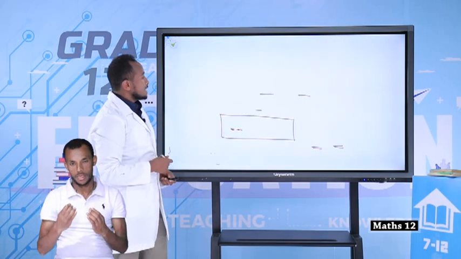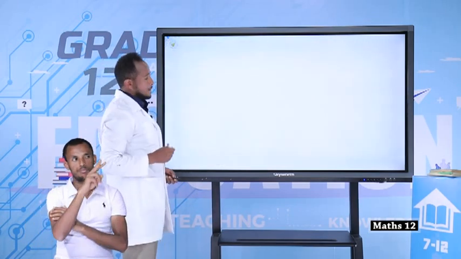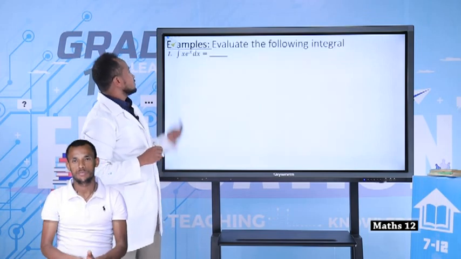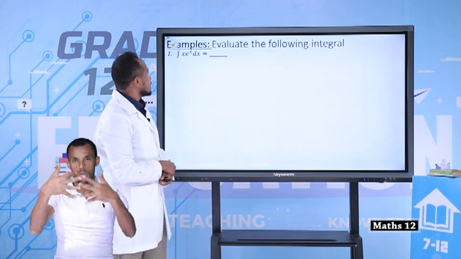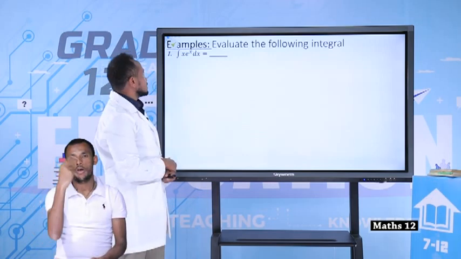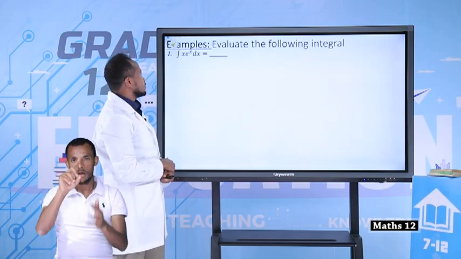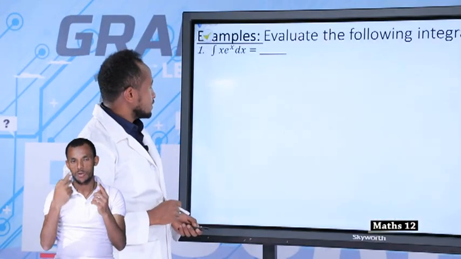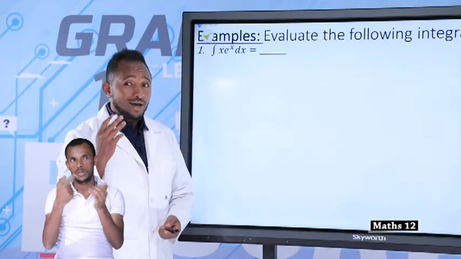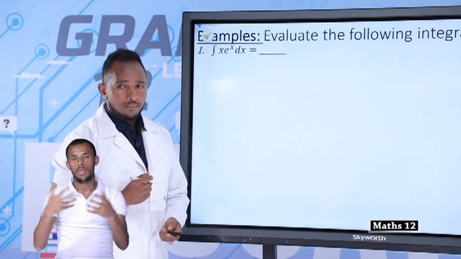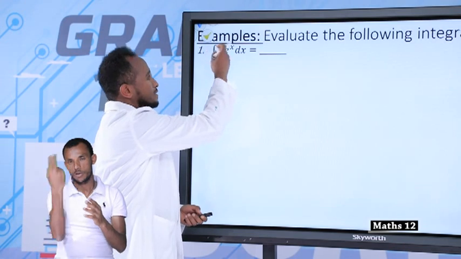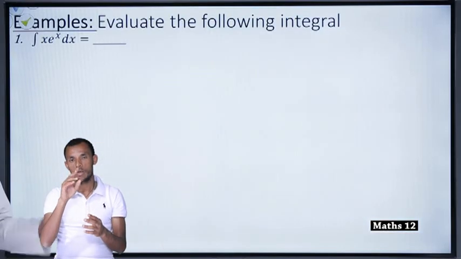So let's see an example. Let's try to integrate this function: the integration of x times e raised to x dx. Now let's try to find the solution. To apply integration by parts, you have to let one of the functions be u and the other function be dv.